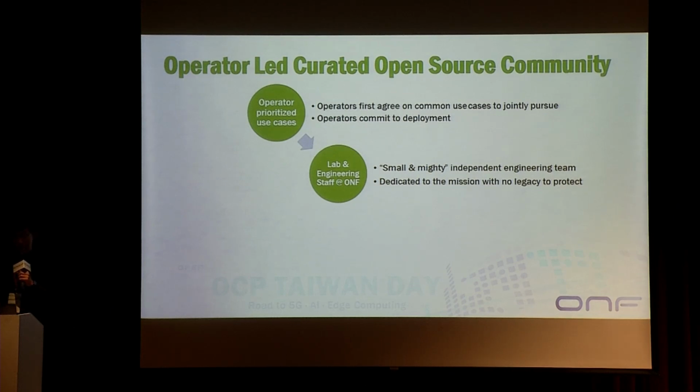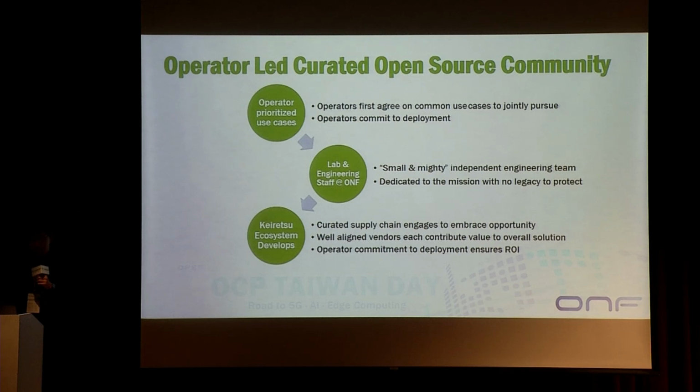This is also very special: we have an engineering team that is not very big, probably 20 people. This team is usually described as small and mighty, and it's an independent engineering team, not coming from incumbent vendors, so we can dedicate ourselves to this mission with no legacy to protect. Once we come up with the software implementation, we have what we call a curated ecosystem. We curate supply chain partners and ask them to engage with this community. We invite ODMs and vendors who are aligned with the mission we're pursuing. And the commitment coming from the operators will make sure of their ROI.